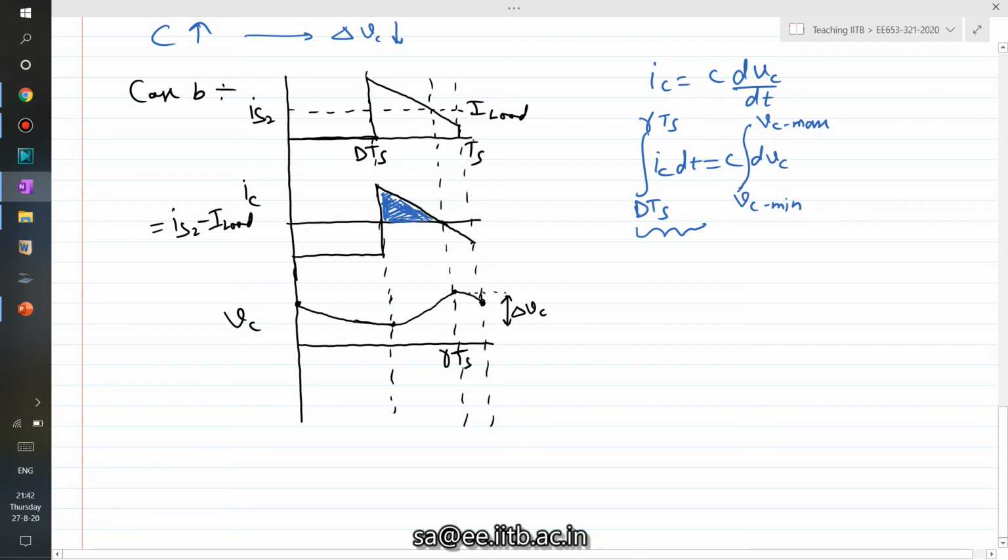So what is this area? This is the shaded region area. Let me, for the timing, just bring this part to the left hand side. So which is C times VC max minus VC min, which is delta VC, is equal to, let me write the area term on this side.